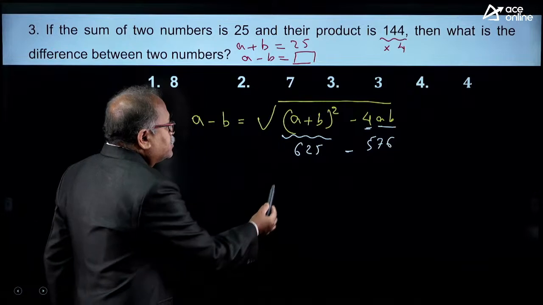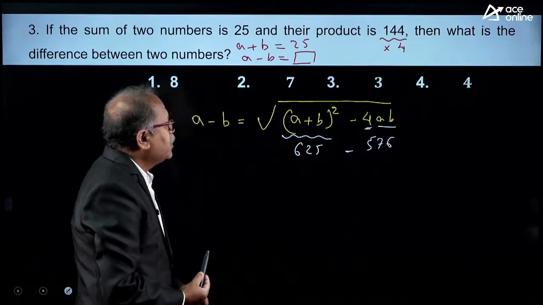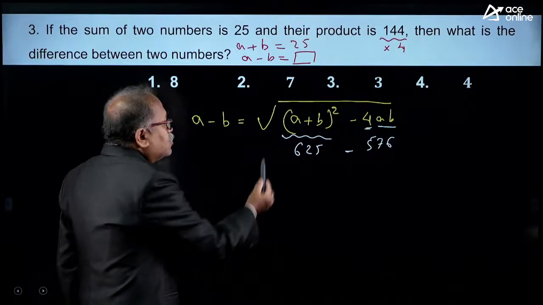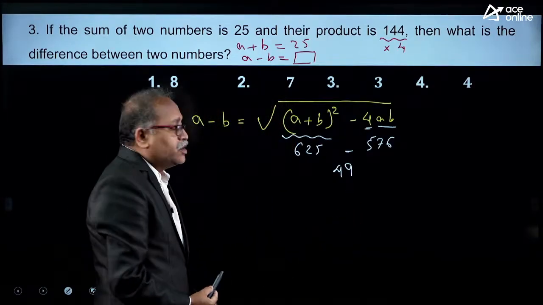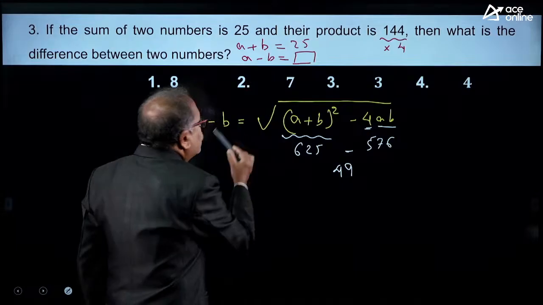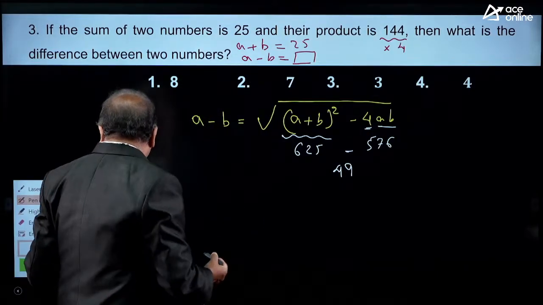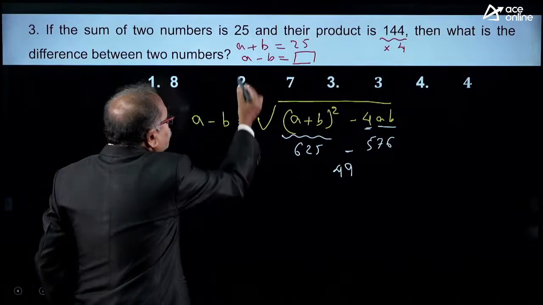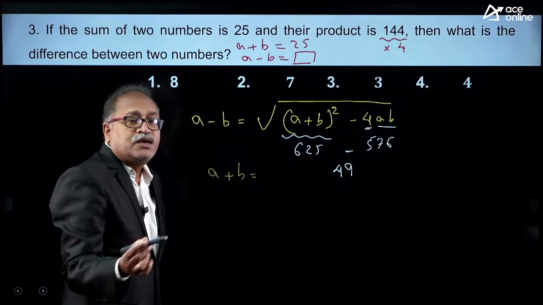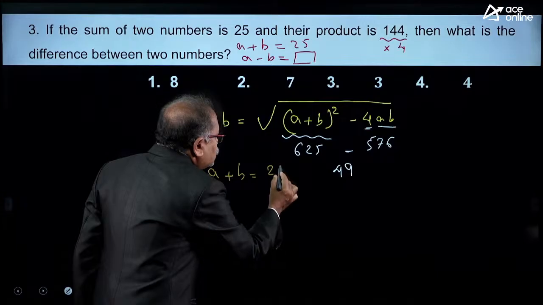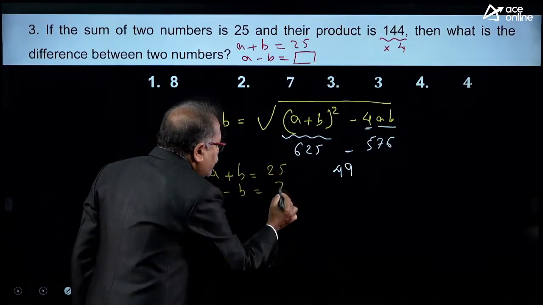So let me see what comes over here. 625 minus 576, I am getting 49. So what is the square root of 49? It is nothing but 7. So I am getting A minus B is equal to 7. So let's use this. We don't write this one because these are all so simple, but still, for the explanation point of view, I am writing it.